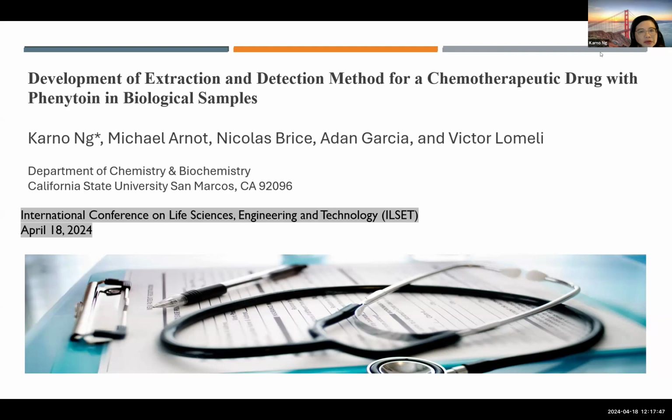This project I'm doing with my students, Michael, Nick, Adan, and Victor. So the topic is development of an extraction and detection method for a chemotherapeutic drug with phenytoin in a biological sample.